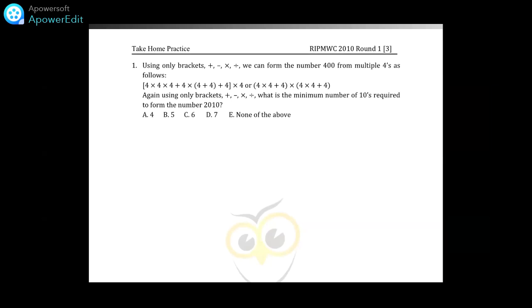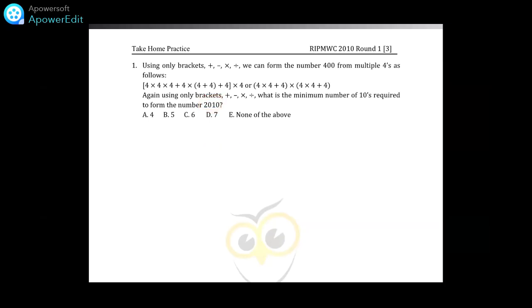Let's take a look at the first question. Now, use the minimum number of turns to form the number 2010. So make use of the turn, we can get 1000. To get 1000, you just do 10 times 10 times 10.